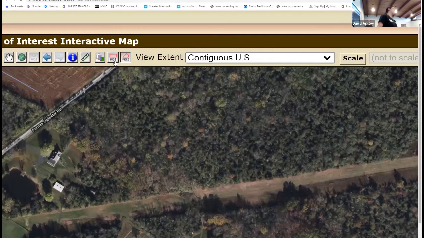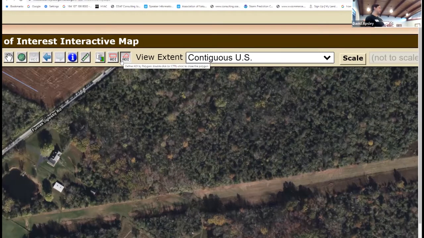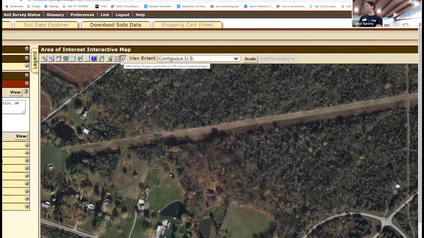Okay, so there's this AOI, area of interest. If you don't select your property, you'll get a big area of data. If you can hone in close to where your property lines are, it narrows down the information that you have to look at to just that area. That's kind of the benefit of this. I'm going to zoom back out here.